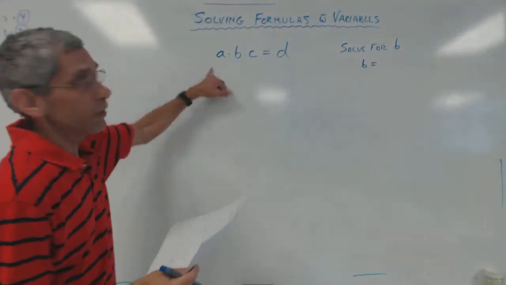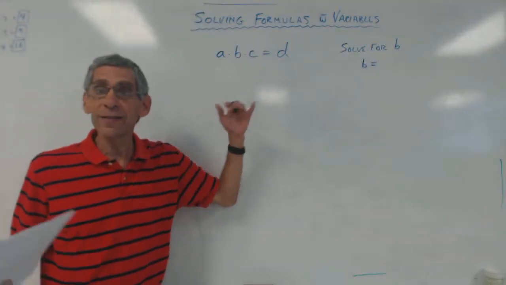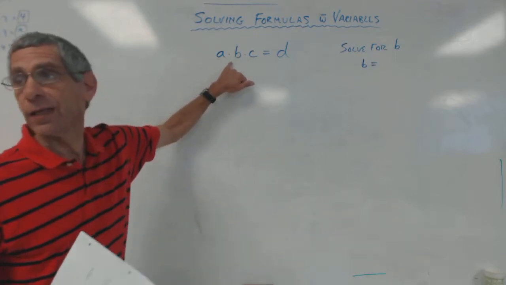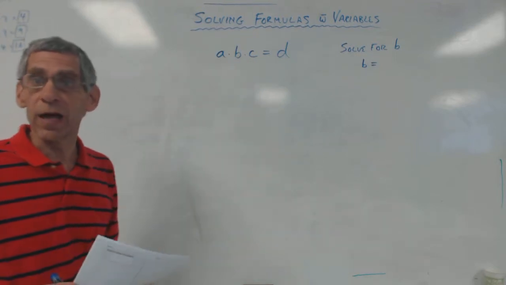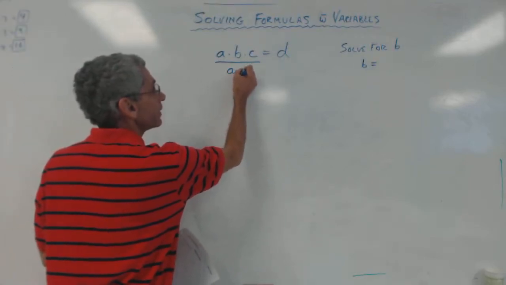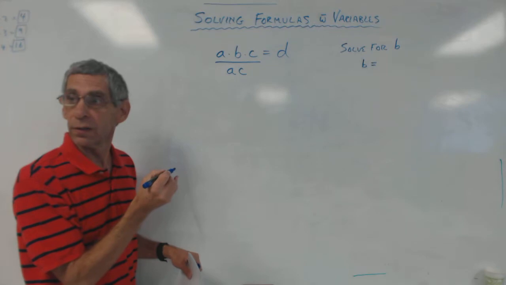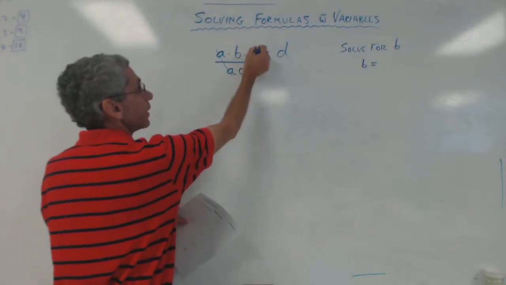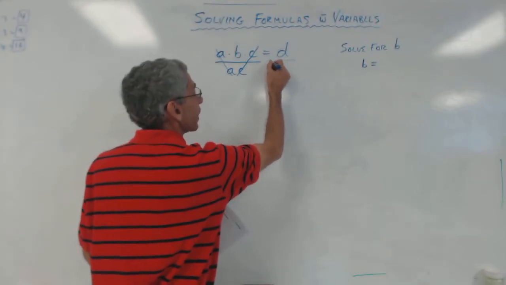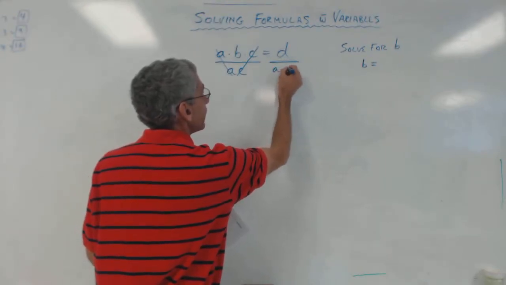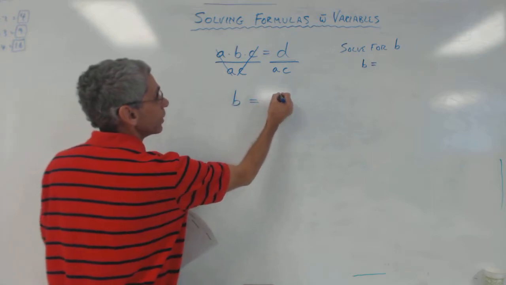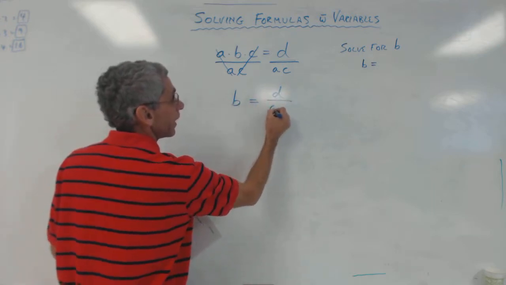But now, with the variables, it's the same thing. What are A and C doing to B? They're multiplying. So all I have to do is divide by AC. Do you agree with me? And look, the A's will cross out, the C's will cross out, but I have to do the same thing to this side. So I have AC here. So really, my final answer is B is equal to D over AC.